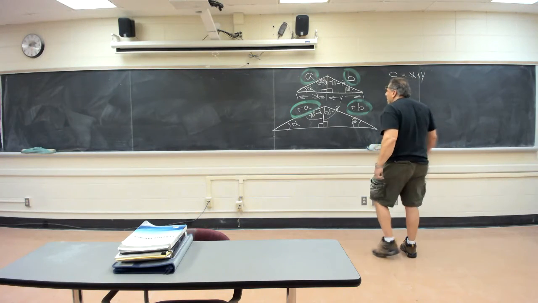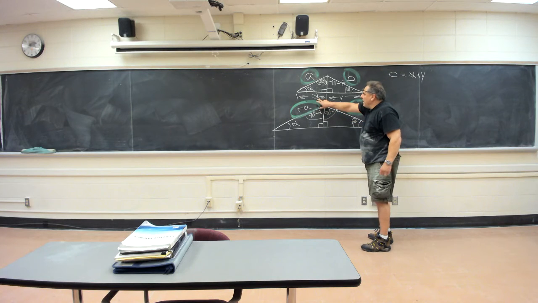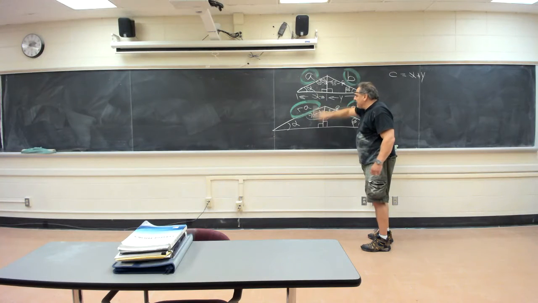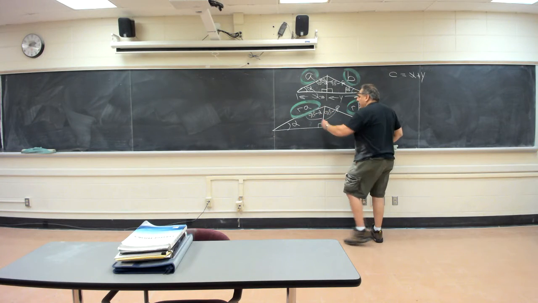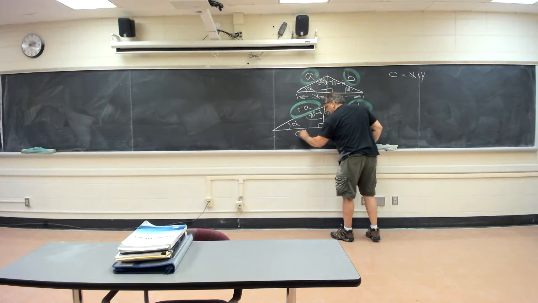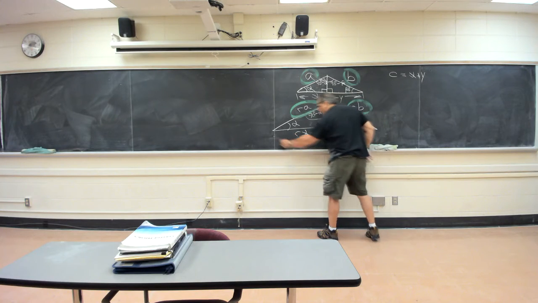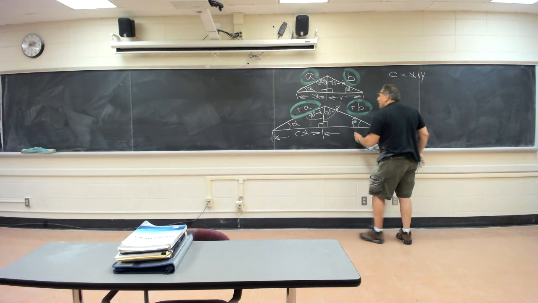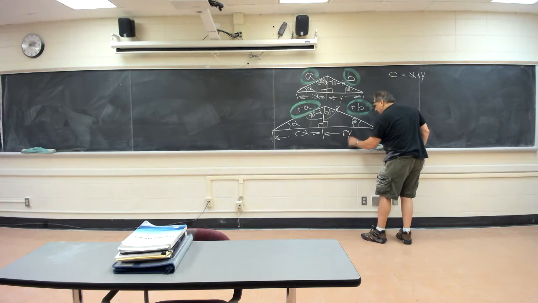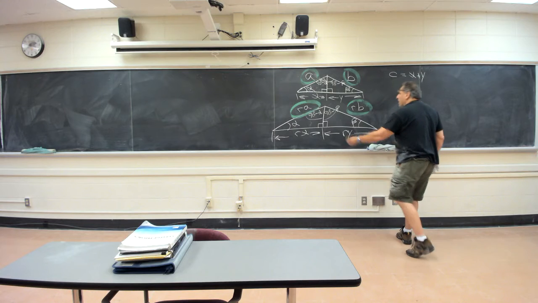Well, if that's X, we said that it's got to be R times B. We said the proportions are all there. This is Rx right here. This is Ry right there.